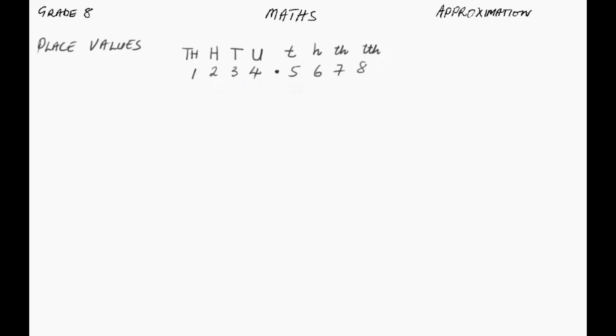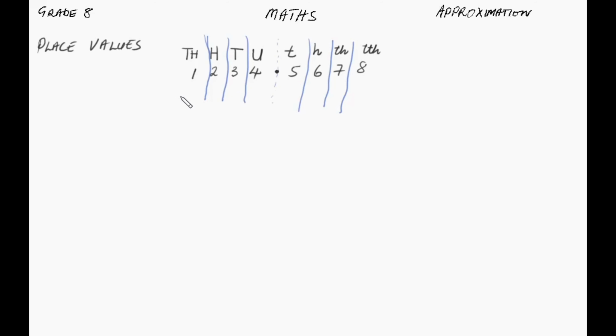Let me just do this so that you see what is happening here. So we have our place values here. This is the decimal point. So now these thousands, hundreds, tens, units, tenths, hundredths, thousandths, 10,000ths, these are actually place values. So that's what we need to remember.